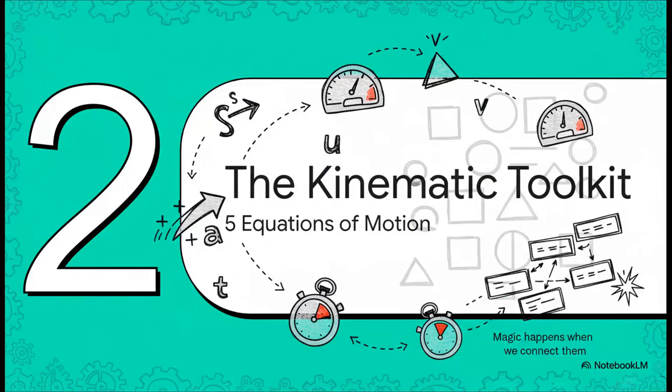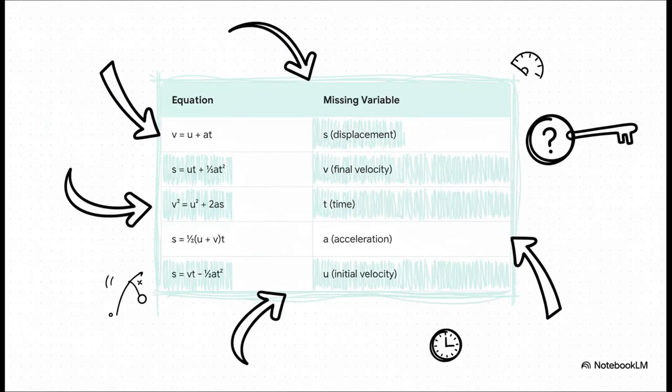Okay, so we've met our 5 key players, S, U, V, A, and T. And this is where the magic really starts, when we see how they all connect. For that, we have this awesome toolkit of 5 equations. You'll sometimes hear them called the Suvat equations, which is just a handy way to remember the 5 variables. So check out this table. Each equation is a different way to relate our variables. But here's the truly clever part. Look closely. Each equation uses 4 of the variables, but it always leaves one out. And that right there, that's the secret weapon for solving these problems.